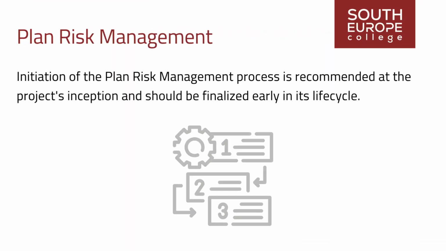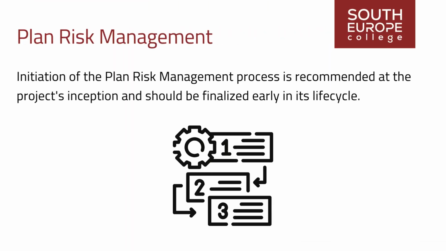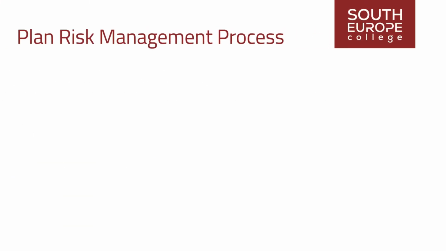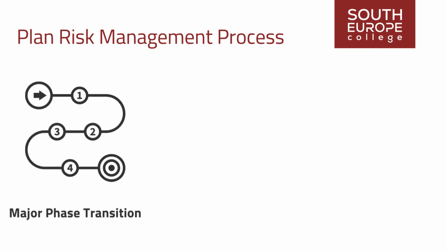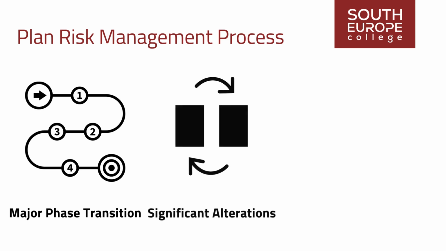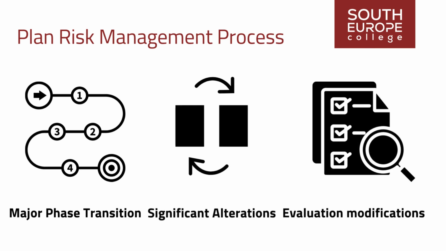Initiation of the plan risk management process is recommended at the project's inception and should be finalized early in its life cycle. There might be instances where revisiting this process is necessary, such as during a major phase transition, significant project scope alterations, or if a subsequent evaluation reveals the need to modify the project risk management process's effectiveness.